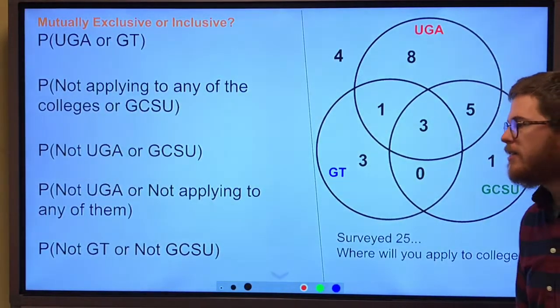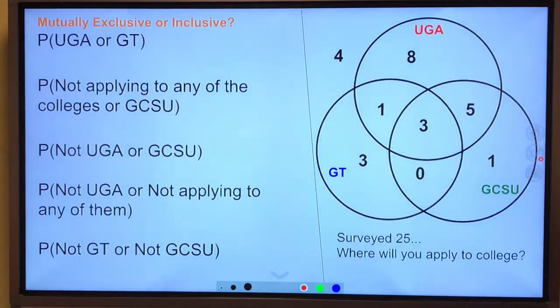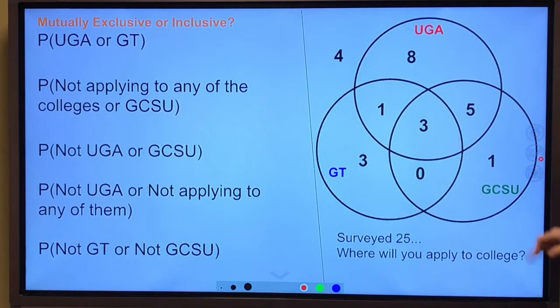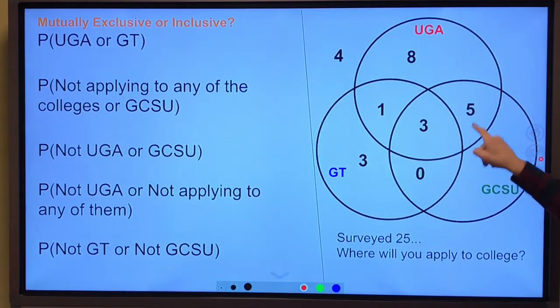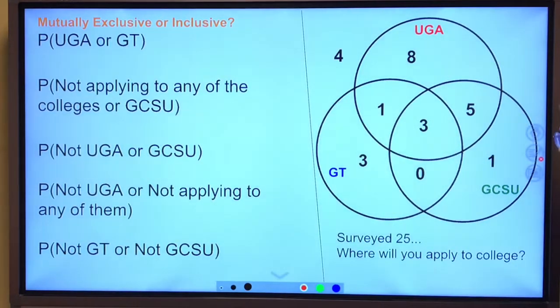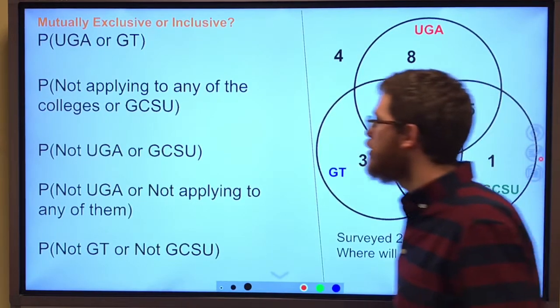All right, we can also find things on a Venn diagram. So here we've got some made up information. We surveyed 25 people. We said, where will you apply to college? We had Georgia Tech responses, Georgia College responses, UGA responses. Some people responded to multiple of these things. So there are some people, like 5 people, who said they're applying to UGA and GCSU, but not Georgia Tech. 4 people said none of them. All right, so we've got some information to work with.